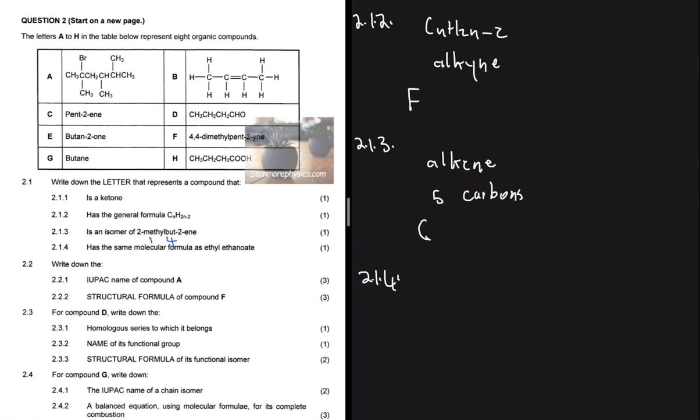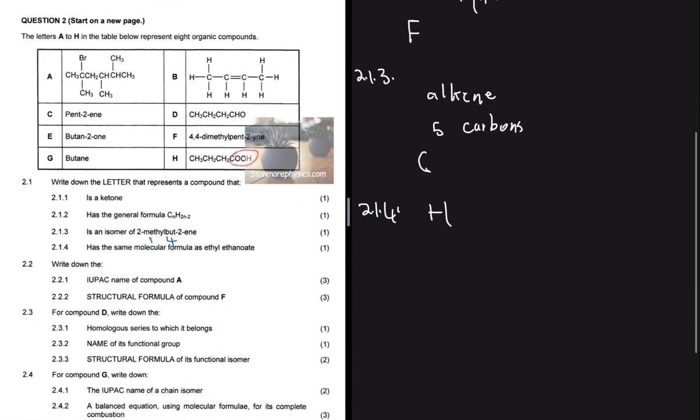we have four carbons, right? Just like we do in ethyl ethanoate. And then we have the same functional group, two oxygens, right? So before we go any further, for 2.1.4, we're just going to have H.